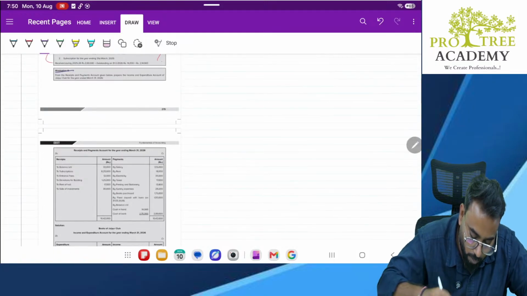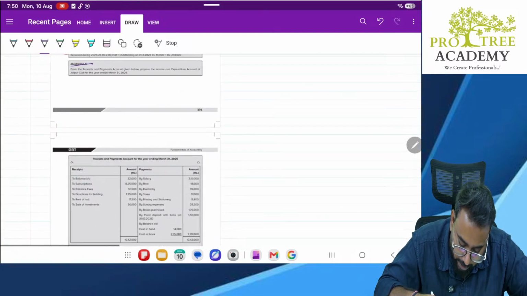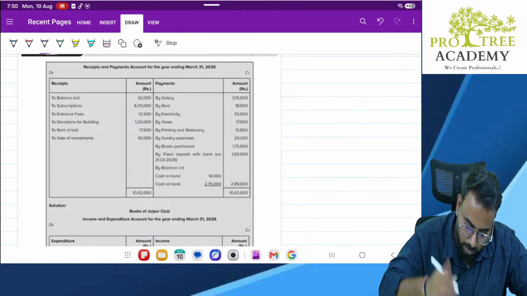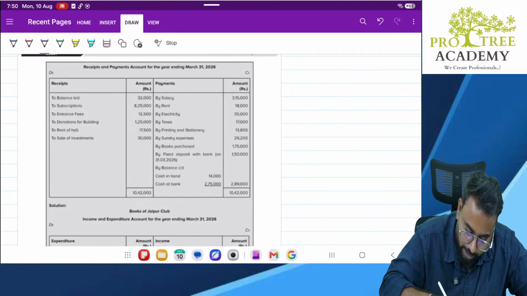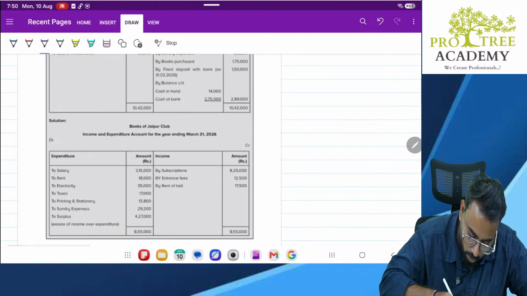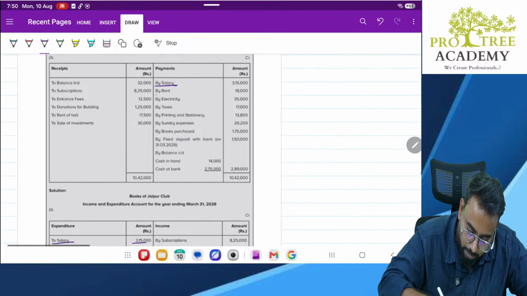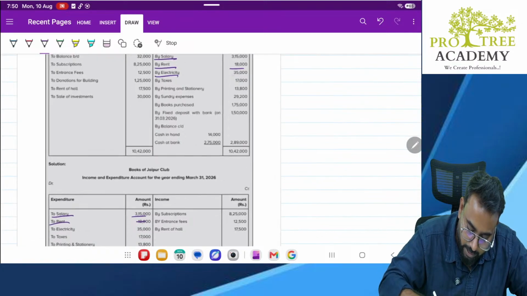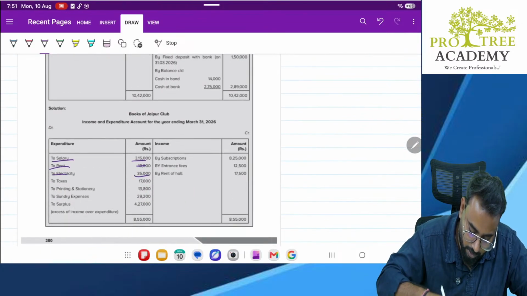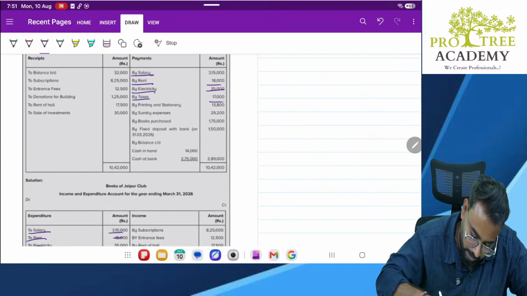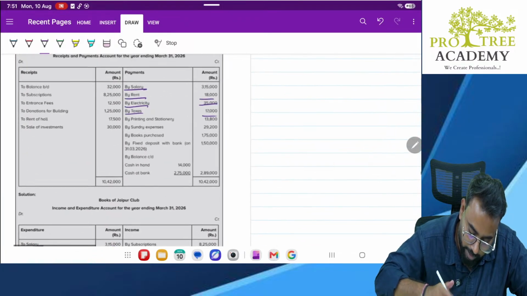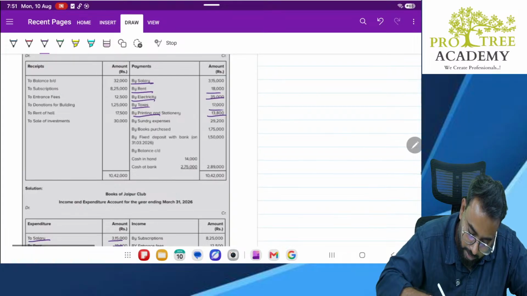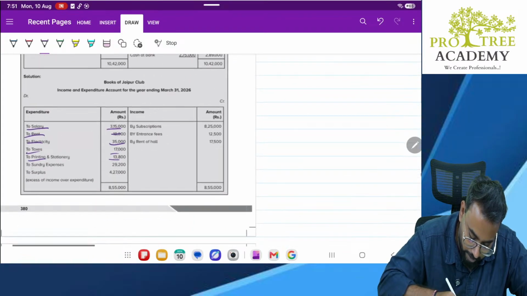Illustration number 4. From the following receipts and payments, prepare the income and expenditure account. Let's do it quickly. Let's first prepare the income and expenditure. By salary, it is shown as to salary. Then rent will be shown as rent. Electricity 35,000, no adjustments. Taxes, straight away, no adjustment required. Printing and stationery 13,800, no adjustment required. Sundry expenses, no adjustment required.